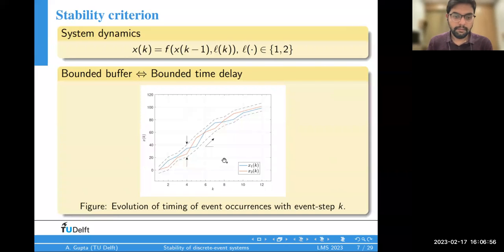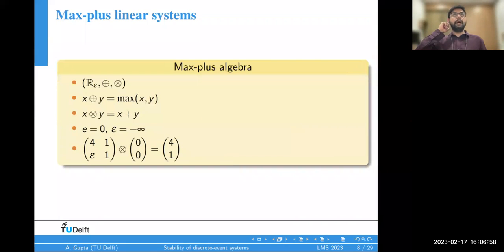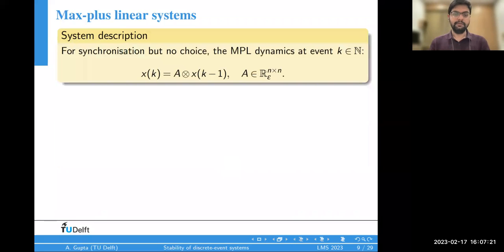Okay, so this is the slide why I'm here in this workshop. I use a lot of tools from max plus algebra to study such problems, and the simplest abstraction of any dynamical system is a linear system, and for us that would be a max plus linear system. So we would have that F is just a single matrix A, and we have a max plus linear system.